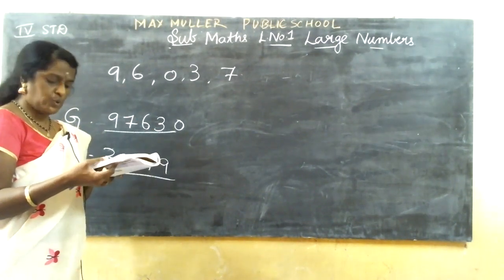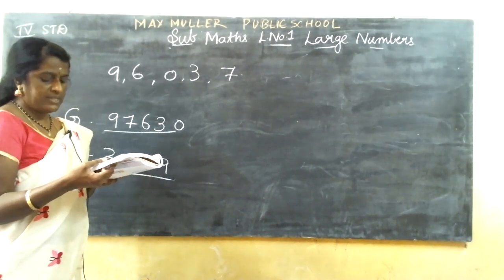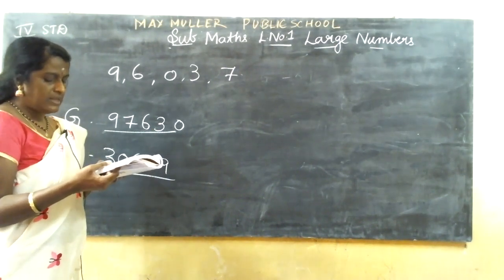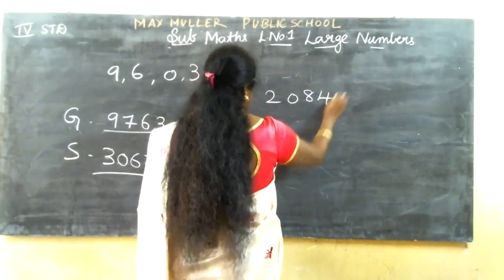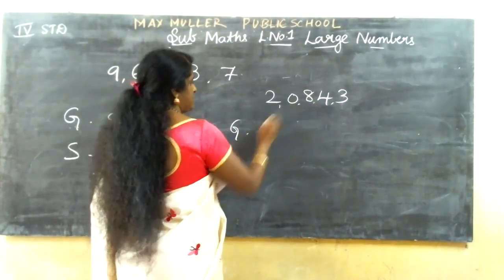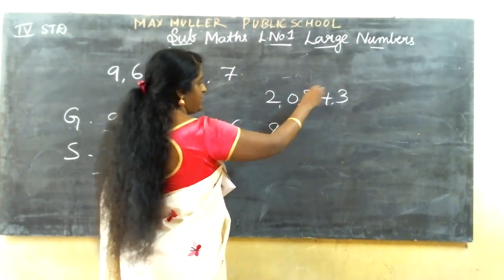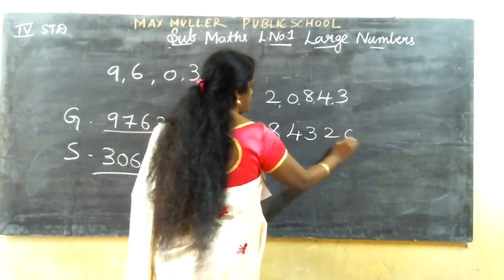Next least is 2. Write 2 first and then 0. Write the numbers in increasing order. See, for example, one more: 2, 0, 8, 4, 3. Which is the greatest number in this? 8. Next is 4, 3, 2, 0.